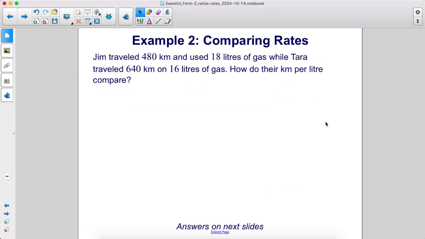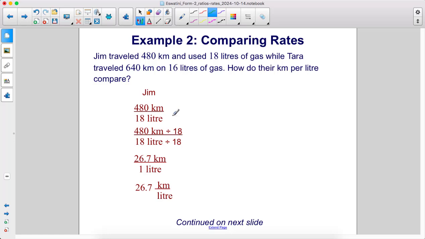Jim traveled 480 kilometers and used 18 liters of gas, while Tara traveled 640 kilometers on 16 liters of gas. How do their kilometers per liter compare? We need to turn this ratio into per liter, which means making the denominator 1 liter. To do so, we need to divide by 18. So 18 divided by 18 will give us that 1 liter.